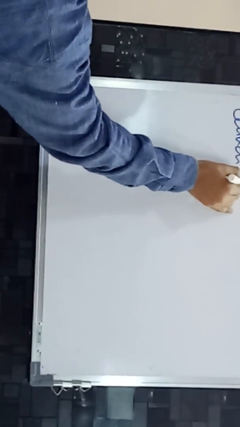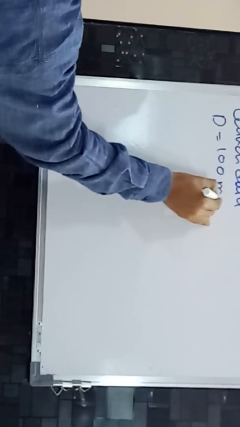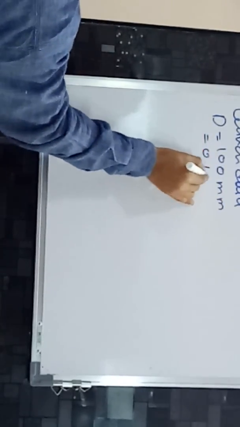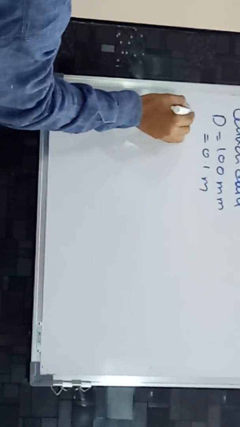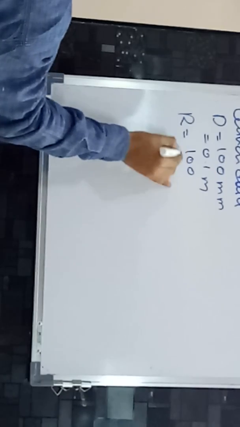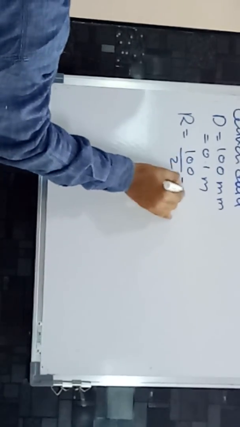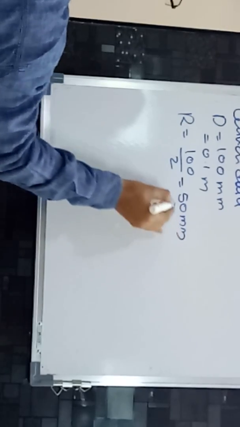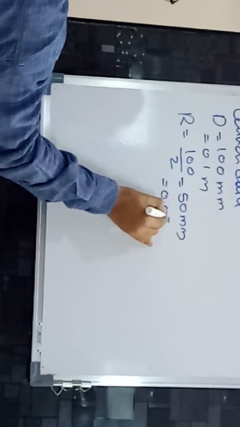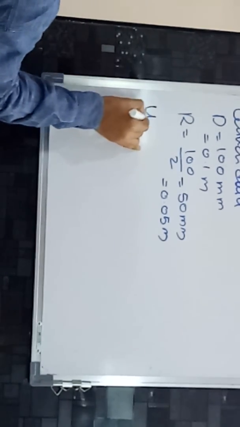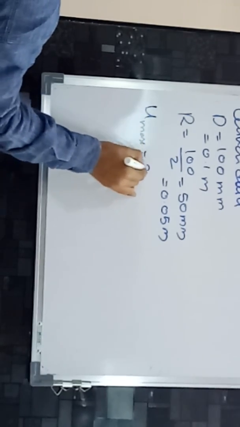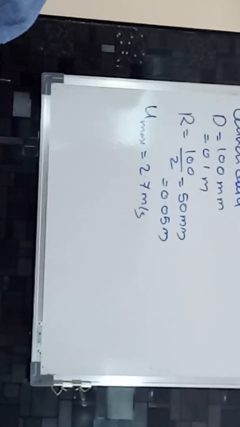First we'll write down the given data. What is given? D is 100 mm, which means 0.1 meter. Then R is not given, but here I am calculating it, in meters: 0.05. Okay. Now the centerline velocity U max is given as 3.7 meter per second.